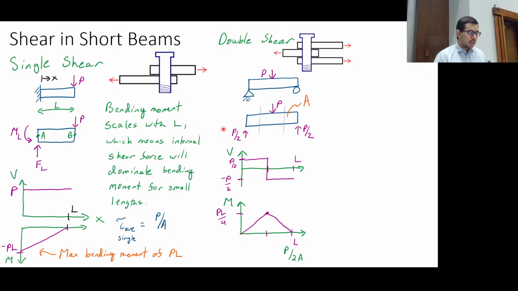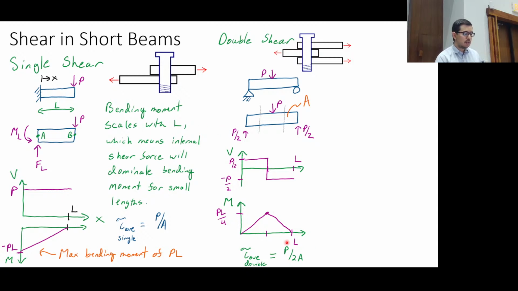So, in this case, the average shear stress is going to be P over 2A. Remember, this is P over 2, and that's the cross-sectional area. So it's half of what you have for single shear.